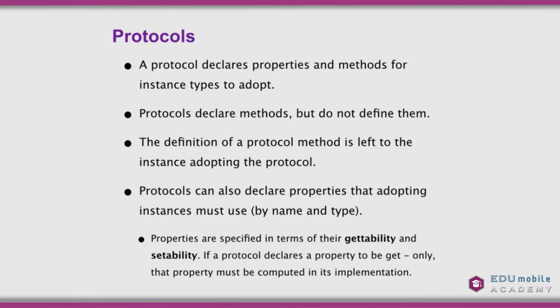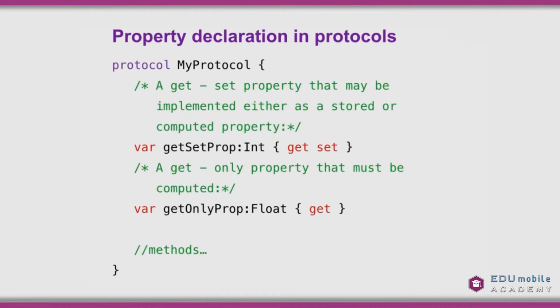Protocols can also declare properties that adopting instances must use, and they must use them by name and type. Now, a property in a protocol is specified in terms of gettability and/or settability, or gettability and settability. If a protocol declares a property to be get only, it's a computed property in the instance that adopts the protocol. Otherwise, it could be computed or stored. So let's look at this property declaration in protocols.